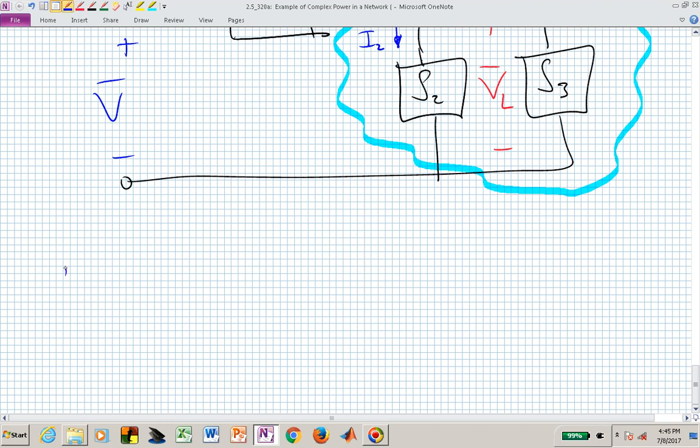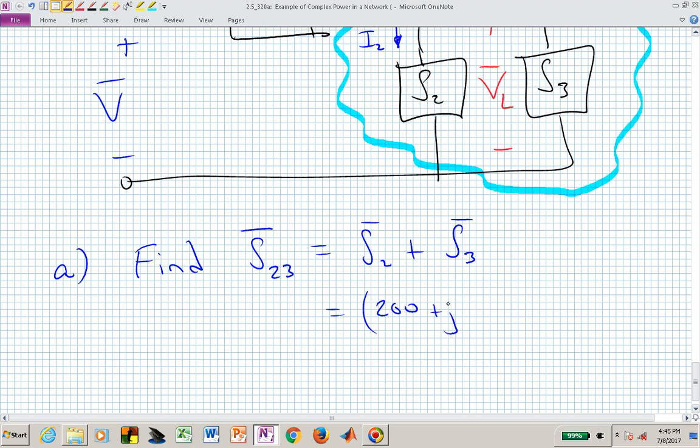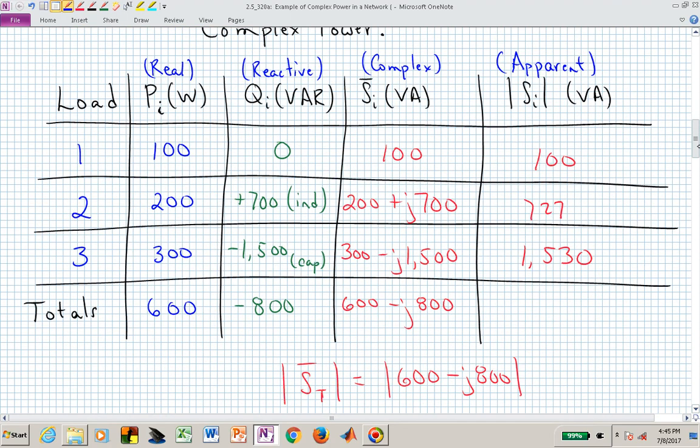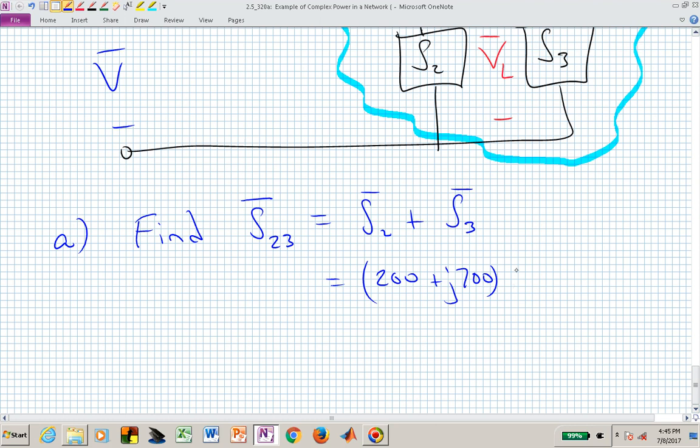The process that we're going to use is to find first the complex power that I'll call S sub 2,3, which is just the combination of the complex power of load 2 with the complex power of load 3, which is now 200 plus j700. Is that what we had to begin with? 200 plus j700, and then we have 300 minus j1500 for load 3.